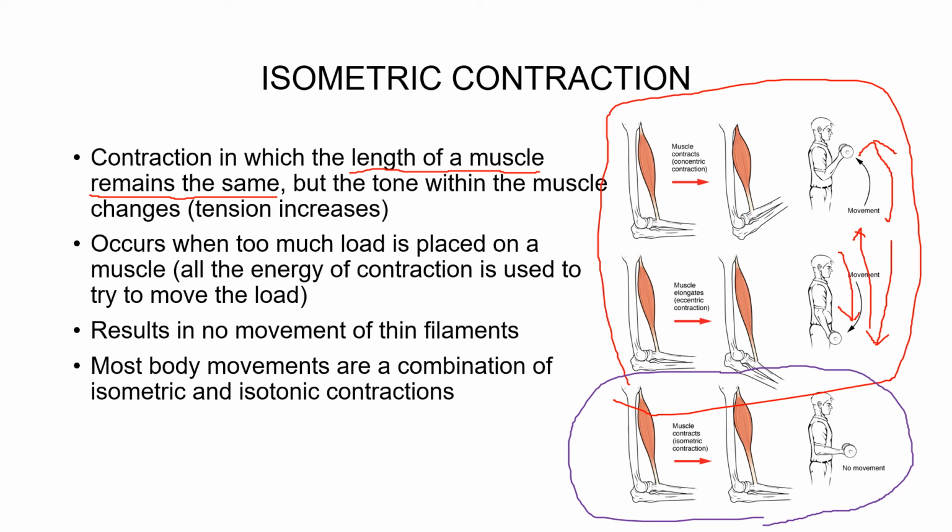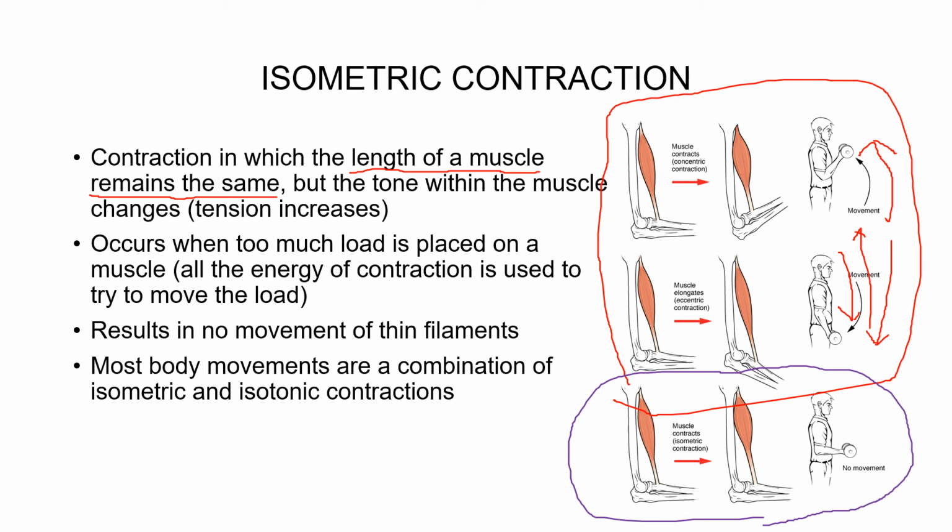Anytime the body or the muscle is stabilizing, you're not moving. Great examples of isometric contraction are planks and wall sits, those kinds of things where you're trying not to move your body. The whole purpose of a plank is core stability, and you're trying not to move your arms, legs, and hips. If you are moving, that means you're not doing it right.